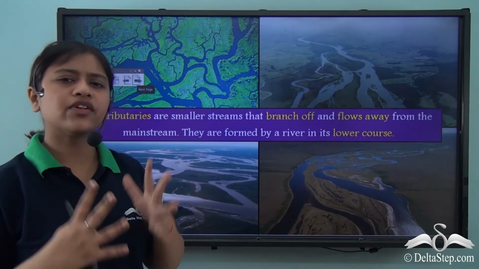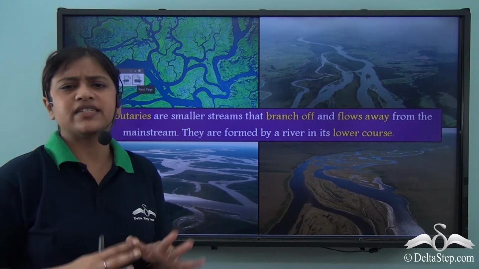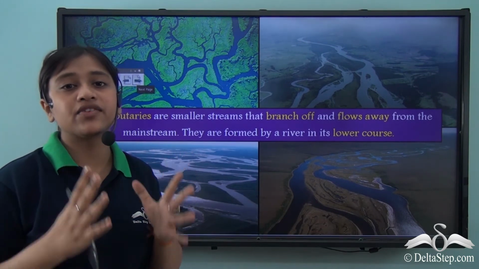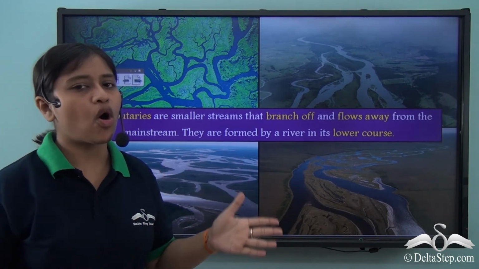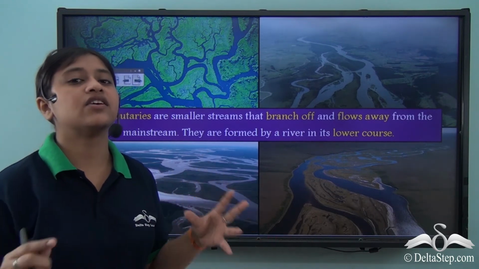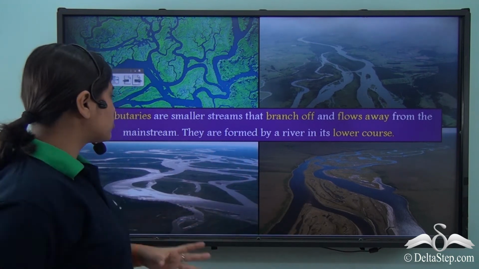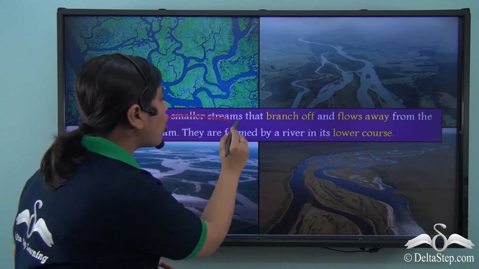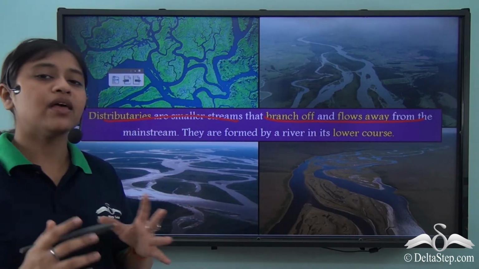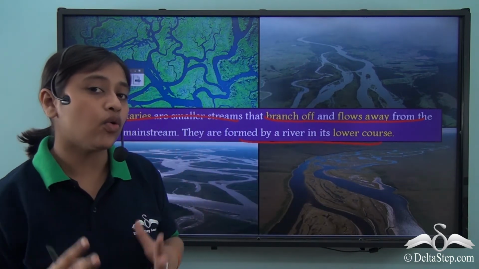So in the mouth of the river, where deposition of silt is happening, the pace of the river is very low. So there what happens is that the river tends to branch off or branch out. So there are distributaries. The river is distributing out from the main river. Therefore distributaries are smaller streams that branch off and flow away from the main stream, and they are formed by the river in its lower course.